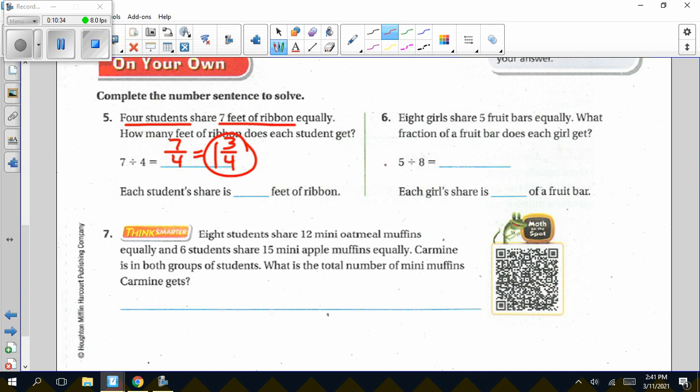Number 6, 8 girls share 5 fruit bars equally. What fraction of fruit bar does each girl get? 5 fruit bars are being divided by 8 girls. So it's 5 divided by 8, which is 5/8. That is in simplest form. So the answer is 5/8.